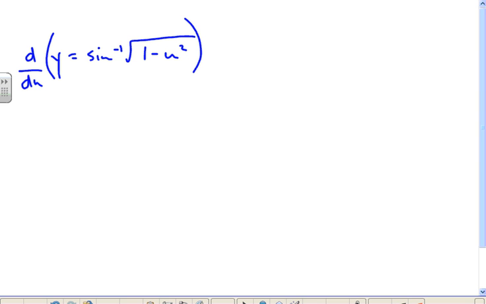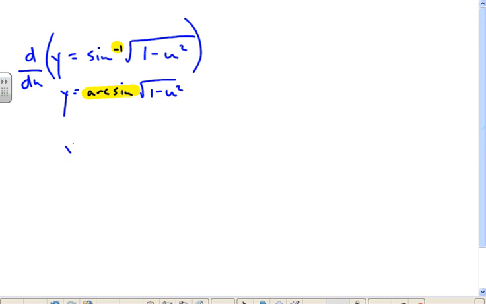Now, just so you know, inverse sine is the same thing as arc sine. They're all the same. So we're taking the derivative of arc sine, which is the inverse sine. That is not the reciprocal. When you see this, that is not the reciprocal. That is actually arc sine. So in solving this, we're going to take the derivative of inverse sine.